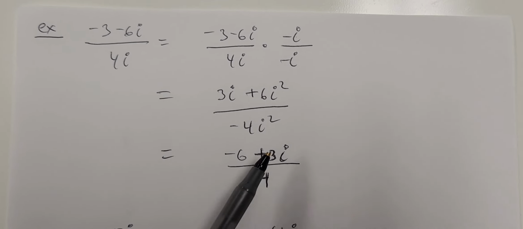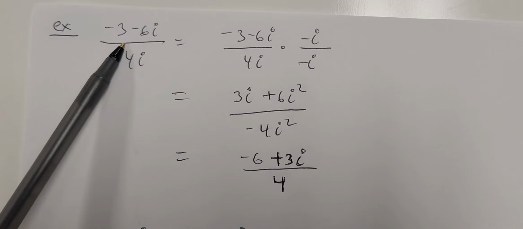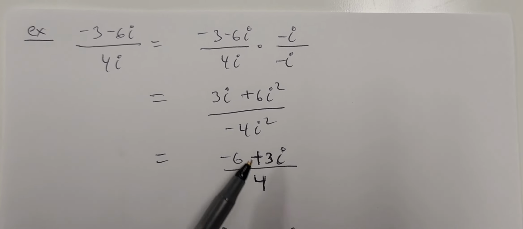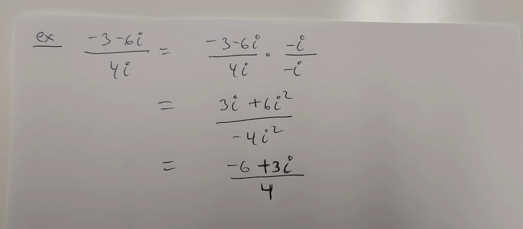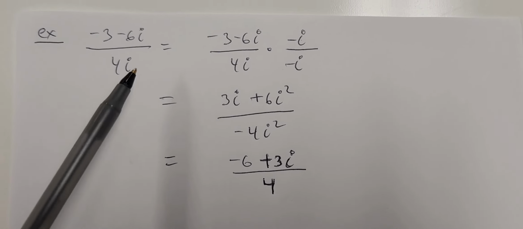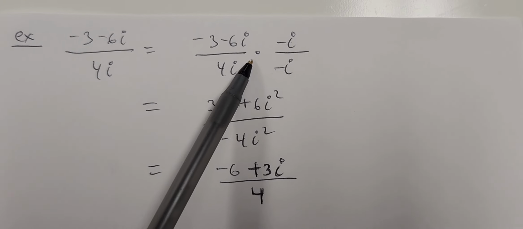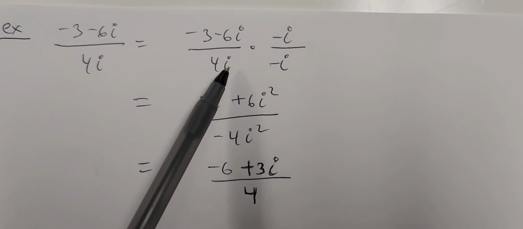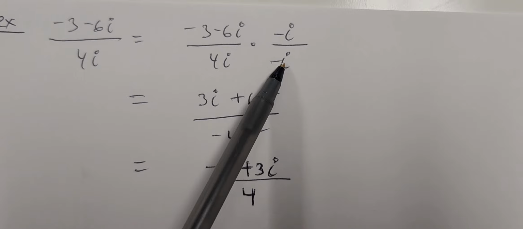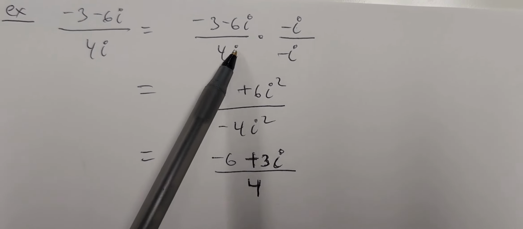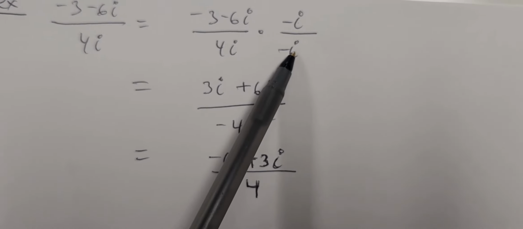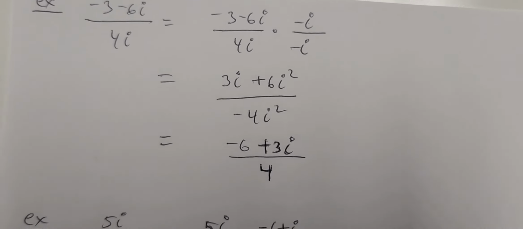So this example, and here's the answer to it. This is the answer to this problem. So one more time: rewrite the entire problem, multiply the denominator, just the I only, and then change the sign. If this is positive, negative. If this was negative, then over here should be positive. So change the sign.